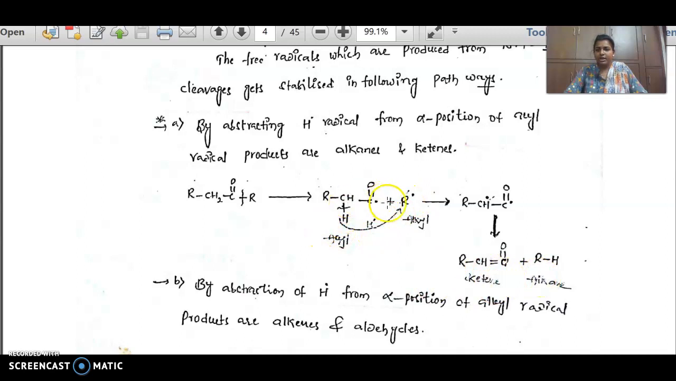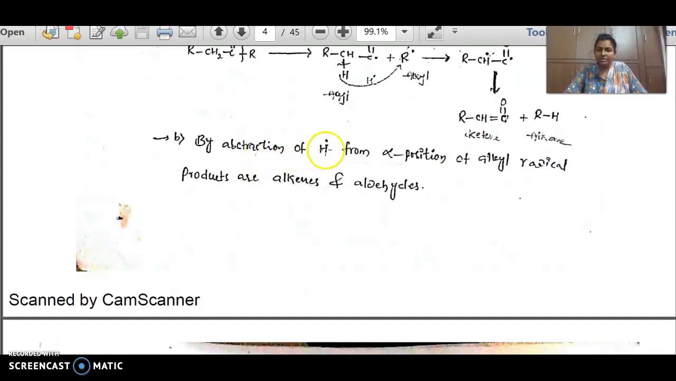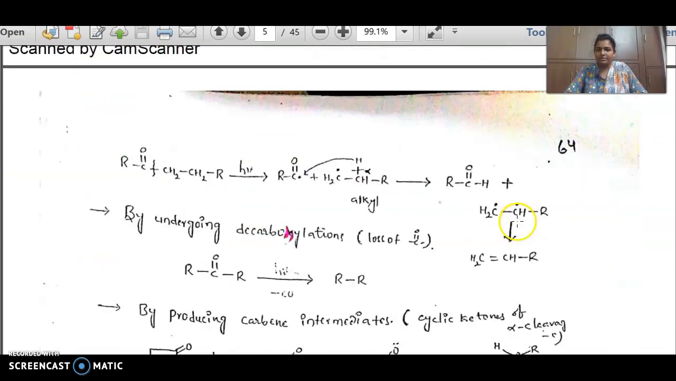Okay, in the two radicals, if the alkyl radical is abstracting a proton from the alpha position of the acyl radical, you will get the products ketene and alkane. This is one possibility. The second one: by abstracting an H radical from the alpha position of the alkyl radical, the products are alkenes and aldehydes, if the acyl radical is taking hydrogen from the alpha position of the alkyl radical. Okay, this is the second thing.